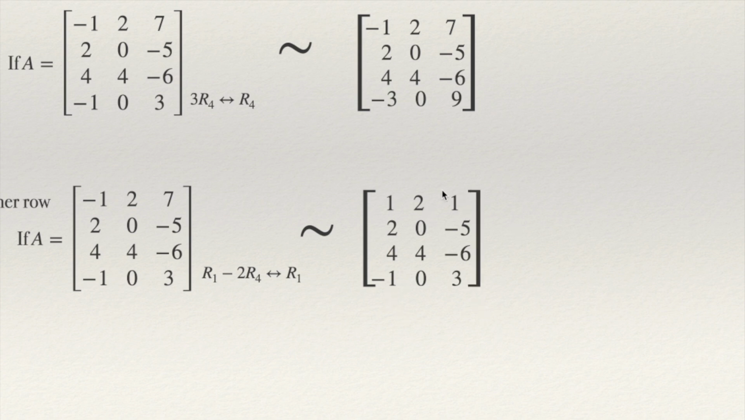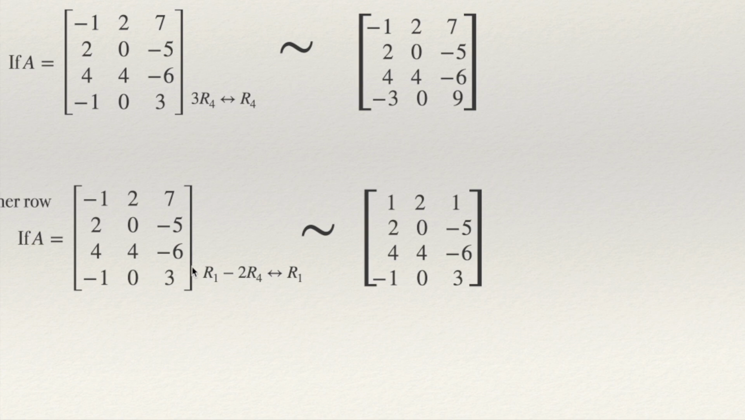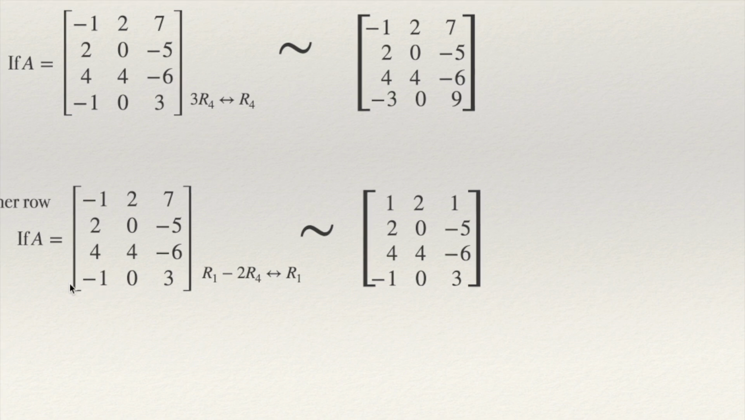So this will be the new row. We have changed the first row, which was minus 1, 2, 7, by a new row that was the first one plus minus 2 times R4.